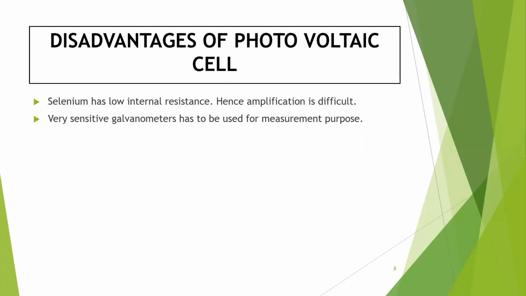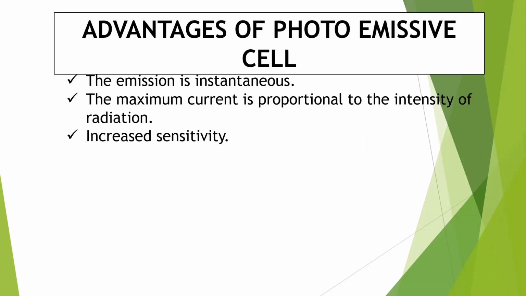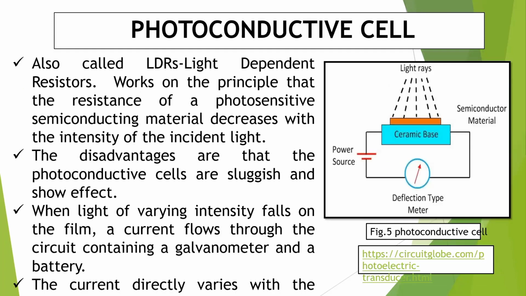Disadvantages of the photovoltaic cell: it has low internal resistance, so amplification is difficult, and it is costly also. The photoemissive cell consists of a cathode and anode. I already discussed that different materials are required, which is a disadvantage of photoemissive cells.